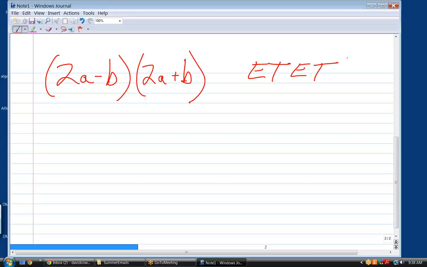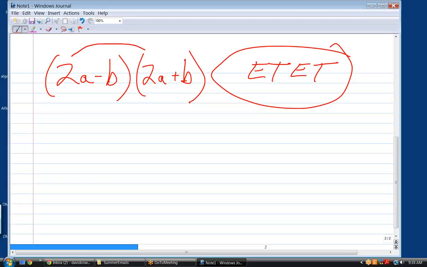E-T-E-T. This works whether you're multiplying 2 terms times 2 terms, or 3 terms times 2 terms, or 3 terms times 3 terms. And basically what it means is I multiply that by that for step 1, and then I multiply that same thing by that for step 2, and then I multiply this by this for step 3, and finally step 4 is that. And I add all 4 things together, add or subtract. So for step 1, what do I get?